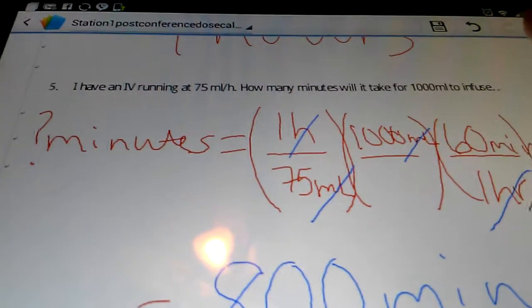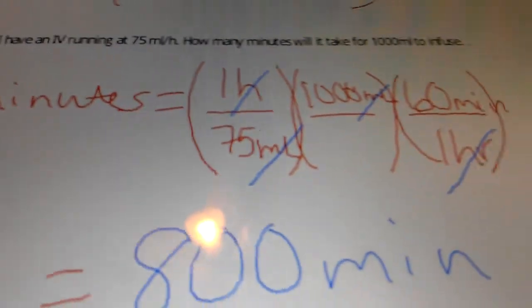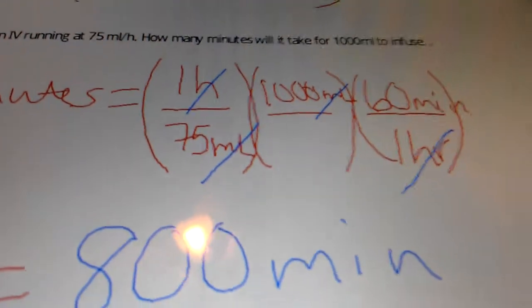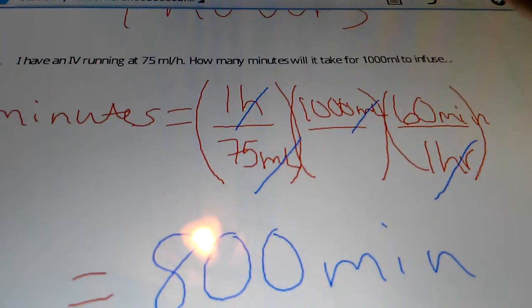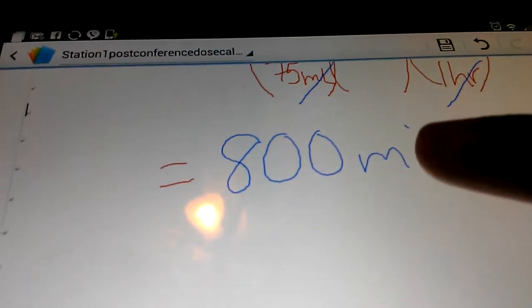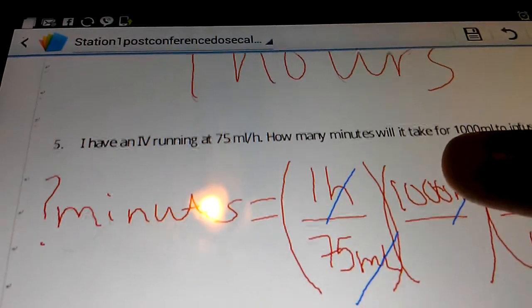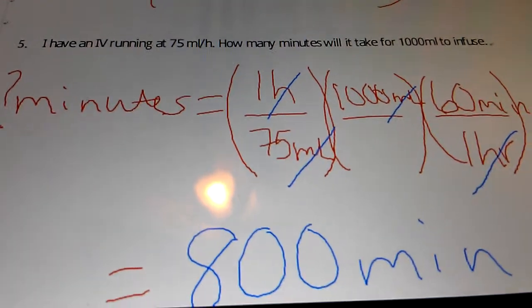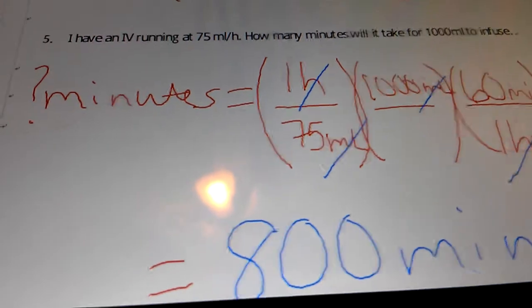I have an IV running at 75 mils per hour. How many minutes will it take for 1,000 milliliters to infuse? So I ask how many minutes, because that's the question they're asking here. Usually I'd want to know it in hours, but because it's a dose calc test, they want to make it just a little bit more confusing, right? So how many minutes?